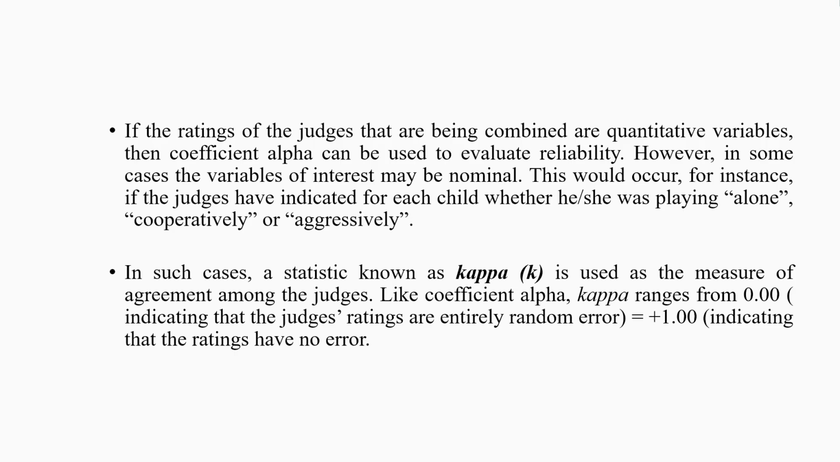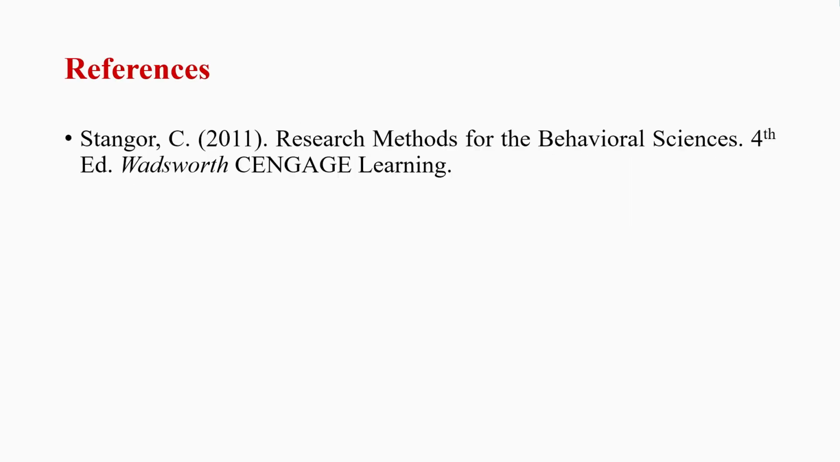Like coefficient alpha, kappa also ranges from 0.00, which indicates that the judges' ratings are entirely made of random error, to plus 1.00, indicating that the ratings are almost perfect. So, this is broadly all that I wanted to talk about regarding reliability. In the next lecture, we will talk about how to fight systematic error, and we will talk about various ways of addressing construct validity. Thank you.